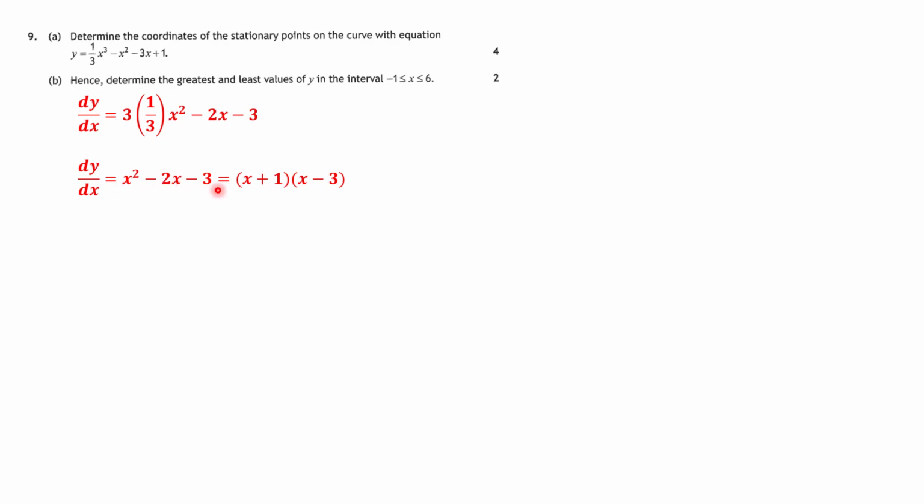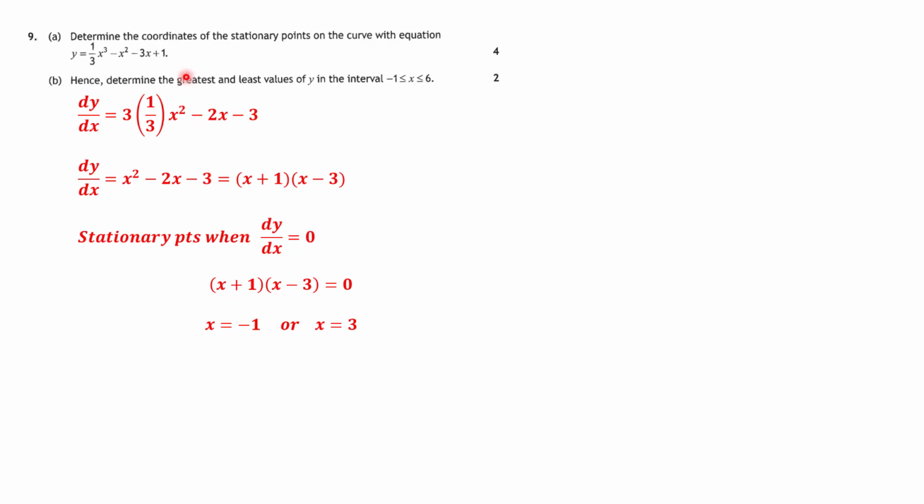We then factorise that into x plus 1, x minus 3. We say stationary points exist when dy by dx equals 0, so we set this here equal to 0. And then we can find the values for x that make that 0. From the first bracket, x is minus 1. From the second bracket, x is 3.